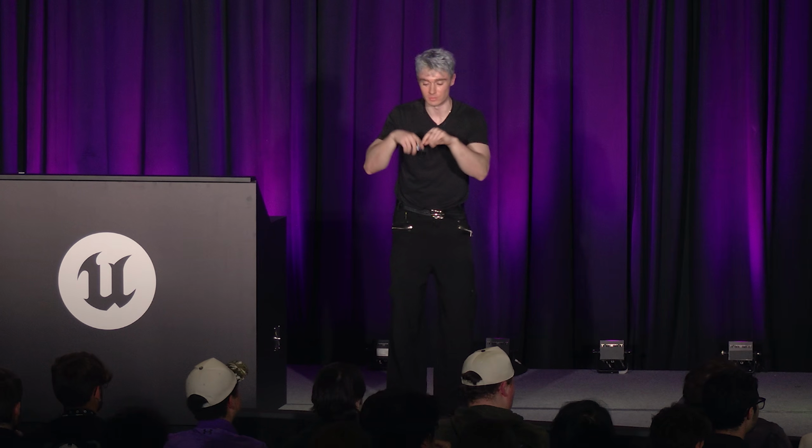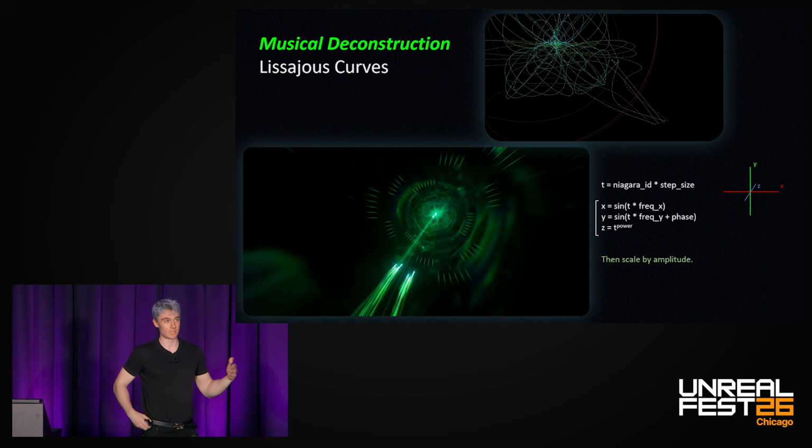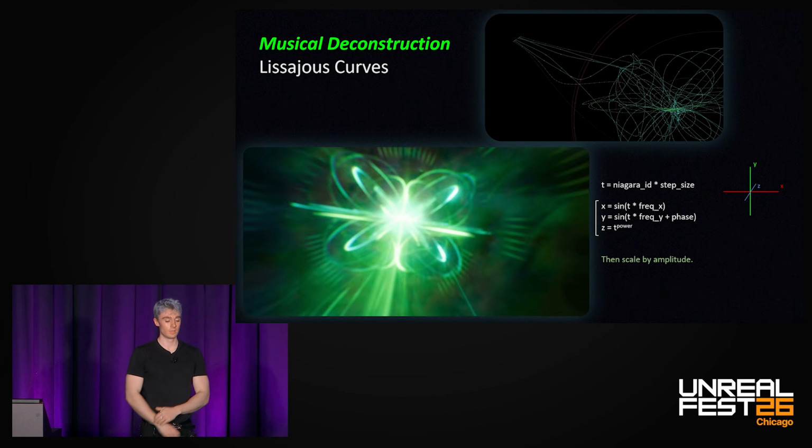I'm going 0, 1, 2, 3, 4, 5. If I have a very broad step size, I want to optimize my effect later. I'm going 0, 1, 2, 3, 4. And as I increase that value, I'm stepping through the curve.